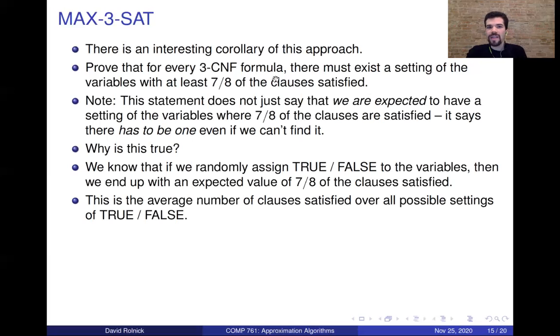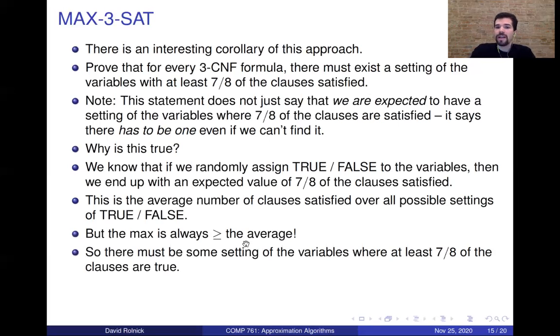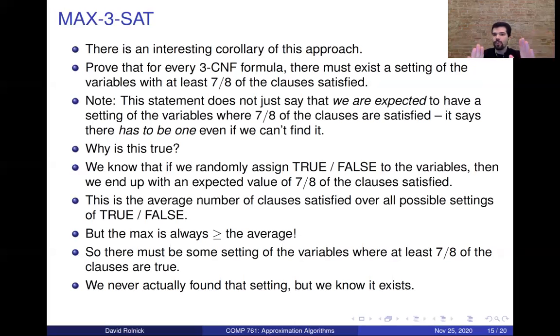But what this statement is saying is that the max is at least 7/8. But the max is always at least the average. So if we're averaging over all of the possible settings and we get at least 7/8, then the max has to also be at least 7/8. And in particular, there has to be some setting of the variables where at least 7/8 of the clauses are true. We never actually found that, but we know it exists.